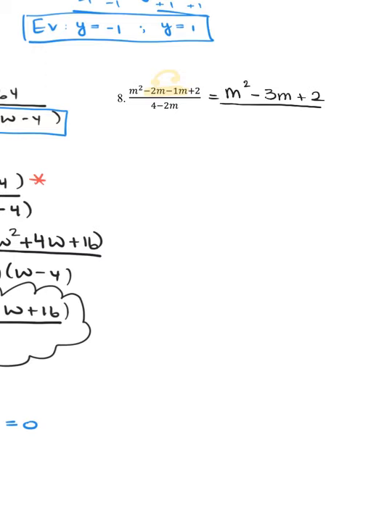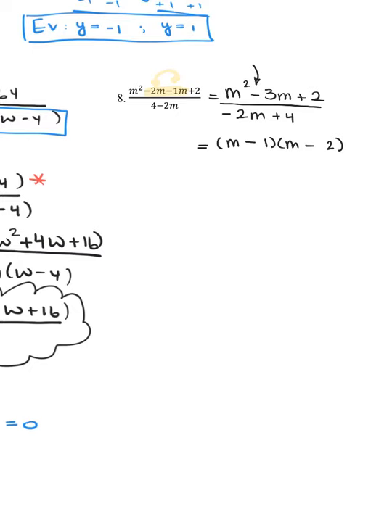And then for the denominator, I want to get that in the right order, right? So I want to put that in the right order. So the negative 2m should go first, and then that positive 4 second. And then we want to go ahead and factor. So number 8 is guess and check. So m squared is m and m. And then the only way to get a 2 when you multiply is a 1 and a 2. But we want it to be negative in the middle, so that means these have to both be negative, right?